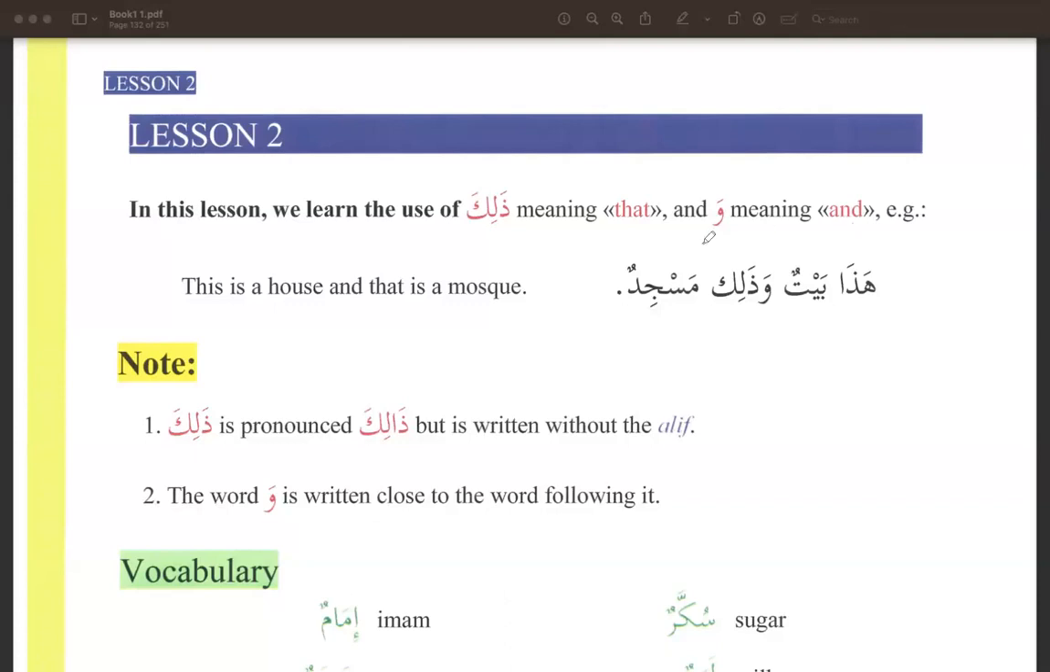And also we're going to learn about wa here. Wa means and. So these are simple, everyday words that we use in Arabic. And we see them a lot in the Quran and when we pick up any Arabic literature. As you see in the first example, هذا بيت.